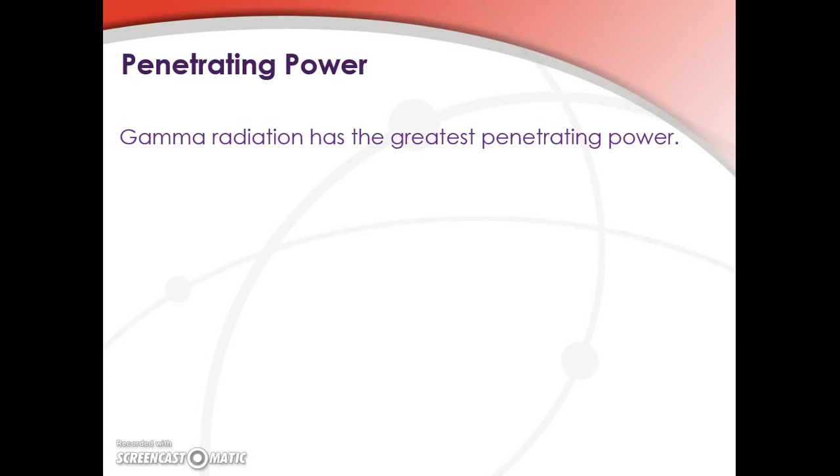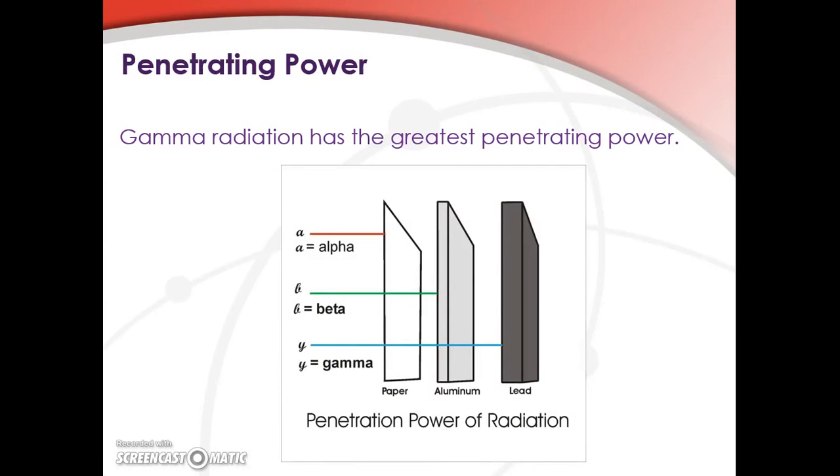And we can talk about penetrating power and the implications of the energy of these particles. Alpha particles don't have very good penetrating power at all and can be stopped by a simple piece of paper. Beta particles will go through a piece of paper, but aluminum will stop them handily. And gamma rays, you essentially need lead.